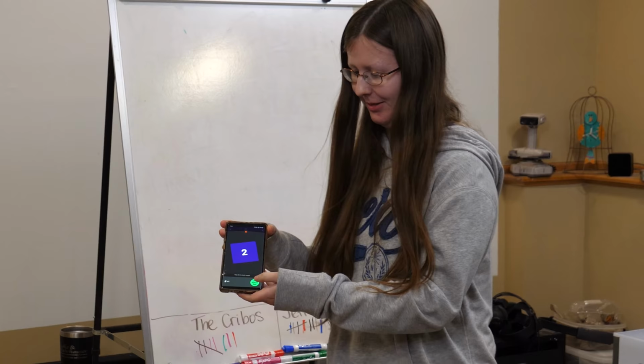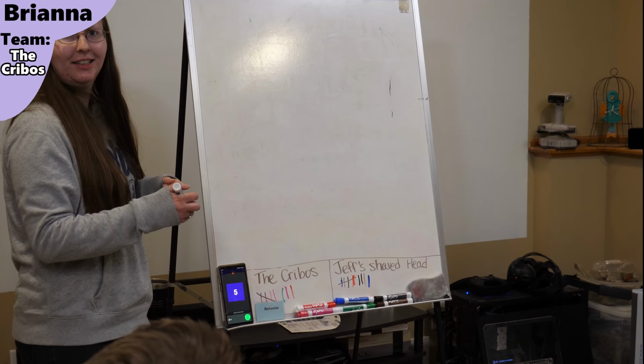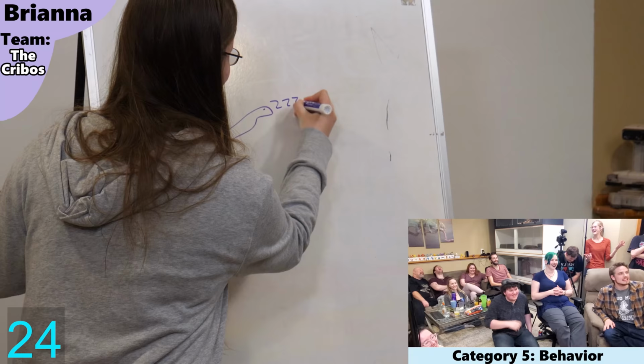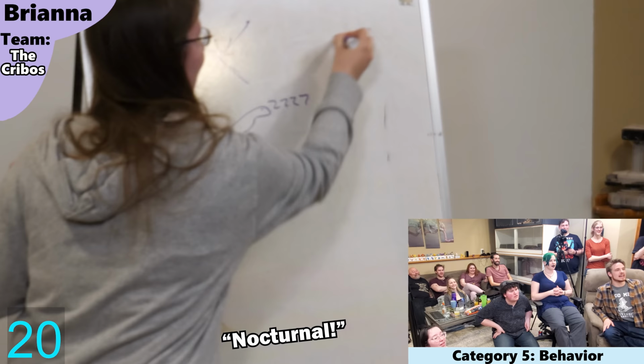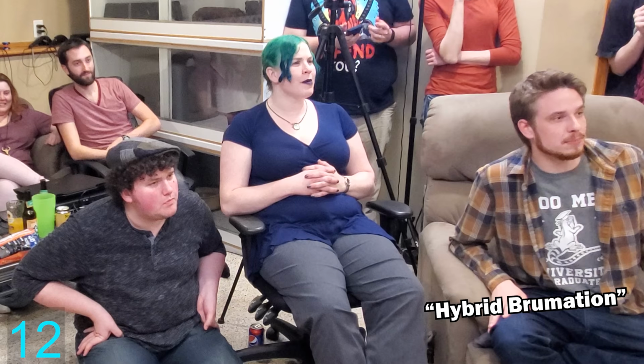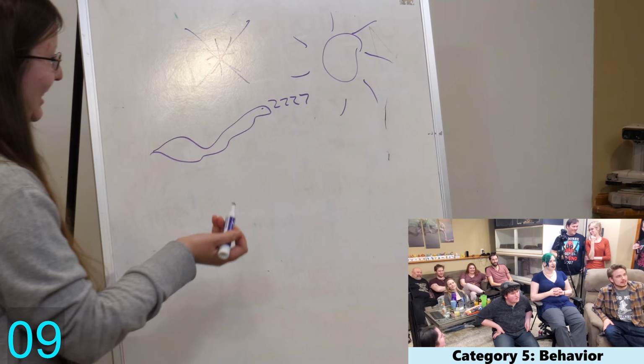Alright. Okay. Five. Three, two, one. Prolapse. Dormancy. Brumation. Nocturnal, diurnal. Crepuscular. Hibernation. Seasonal cooling. Seasonal dormancy? Estivation. Yeah. What is that? That was exhilarating.